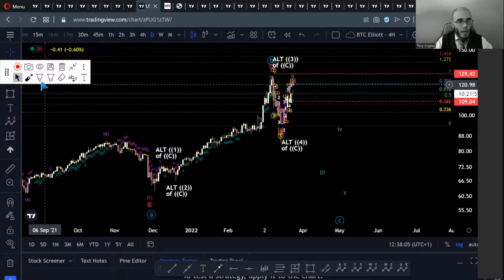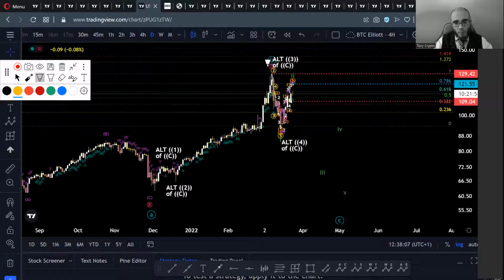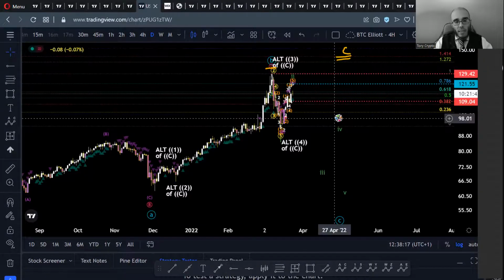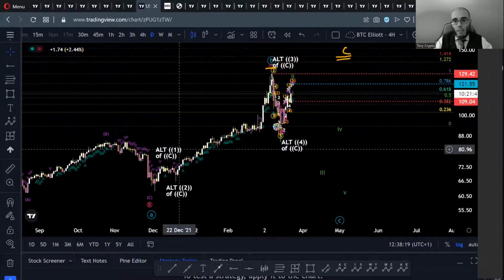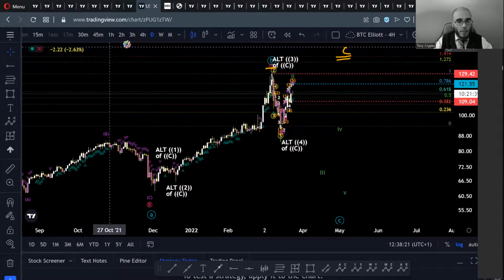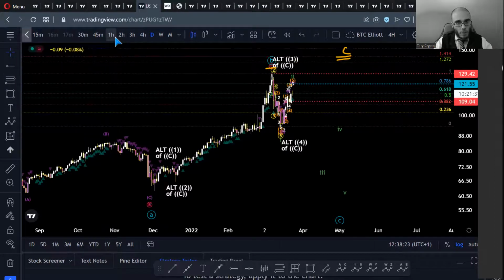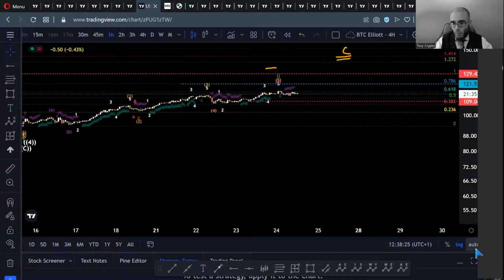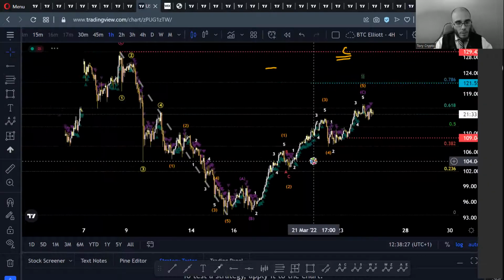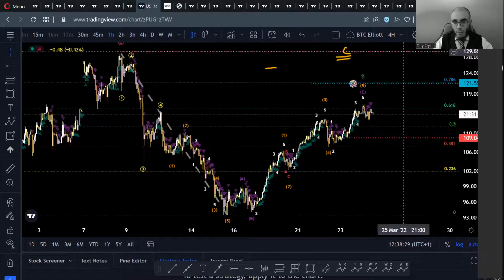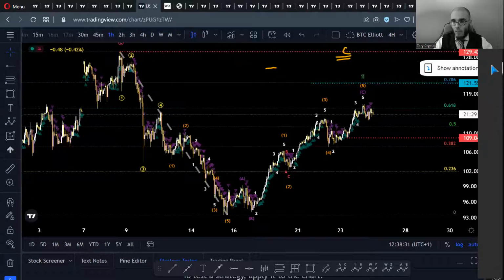If we have a B wave up here, if the C wave is already over, or if the C wave is still developing and we go higher for the C wave, it's not certain. So now that being said, I'm going to zoom in and we take a look at the last development. I think that the 1 hour chart will do. Let's try. Yes, that's not bad.